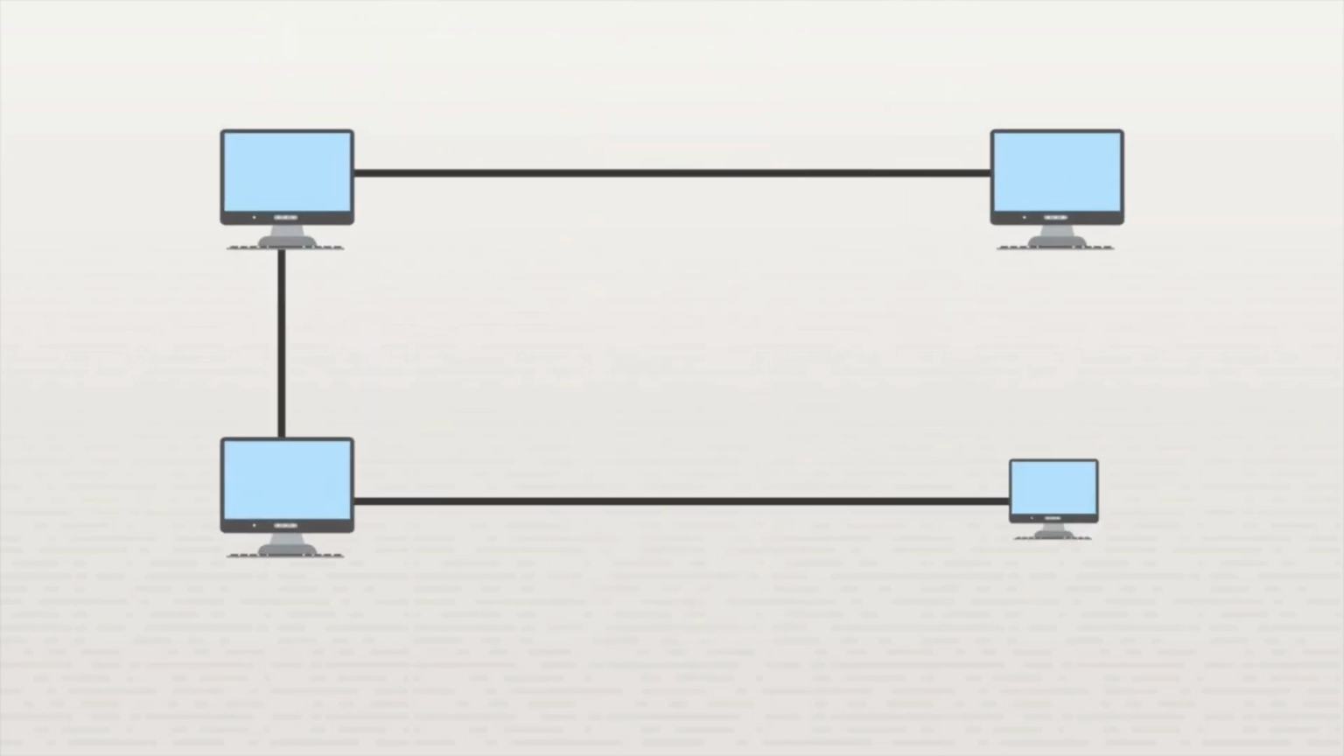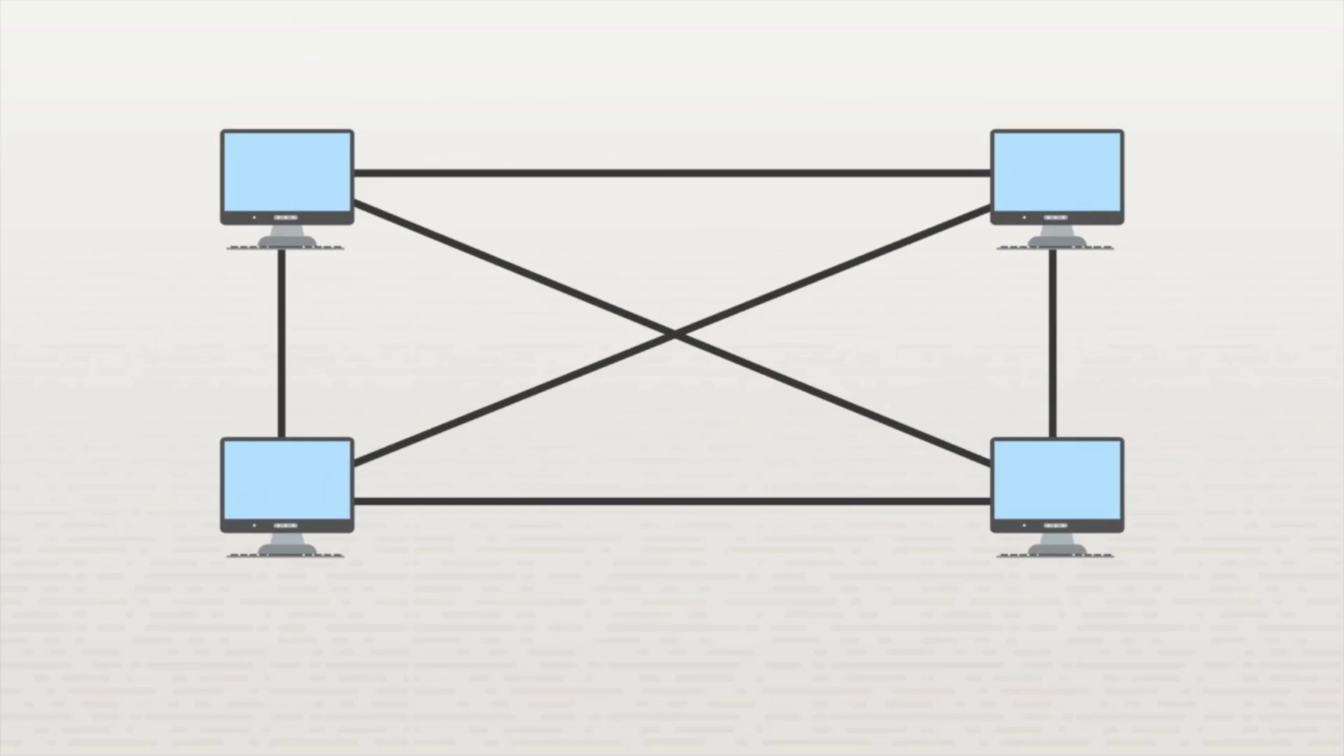With the mesh networking topology, each device on the network has a point-to-point connection to every other device on the network. In the example, each of these 4 computers has a direct connection to the other 3 computers. With this topology, the more computers you add, the more connections you need.